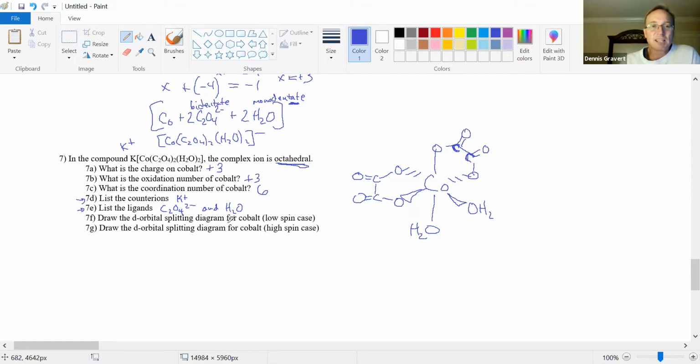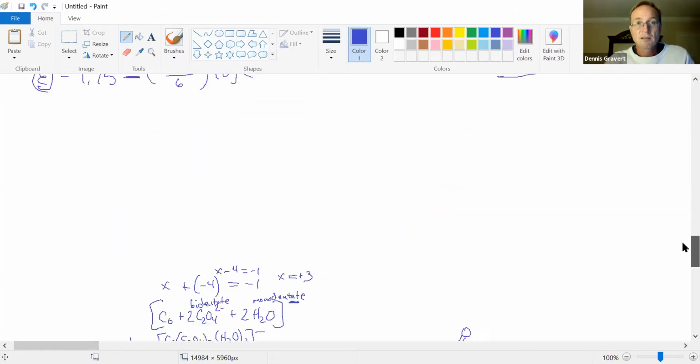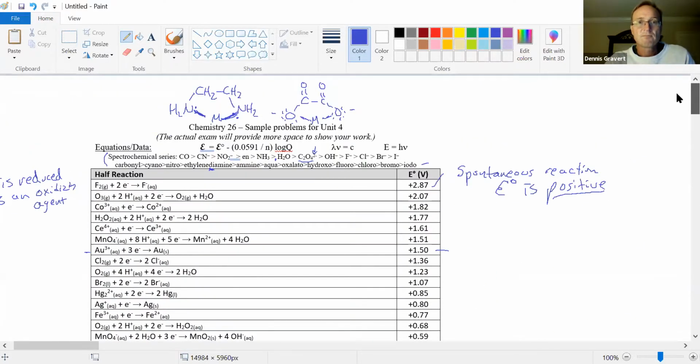Okay, 7F. Draw the d orbital splitting diagram for cobalt with a low spin case, or draw a d orbital splitting diagram for cobalt high spin case. So in the homework and other places in the sample test, we talked about how you could look at the ligands and predict whether it was a high spin or low spin. We said that at water and below, it's probably weak field ligands, and oxalate and water are weak field, which means the two energy levels don't split very far, which gives you lots of spin. This is the high spin case.